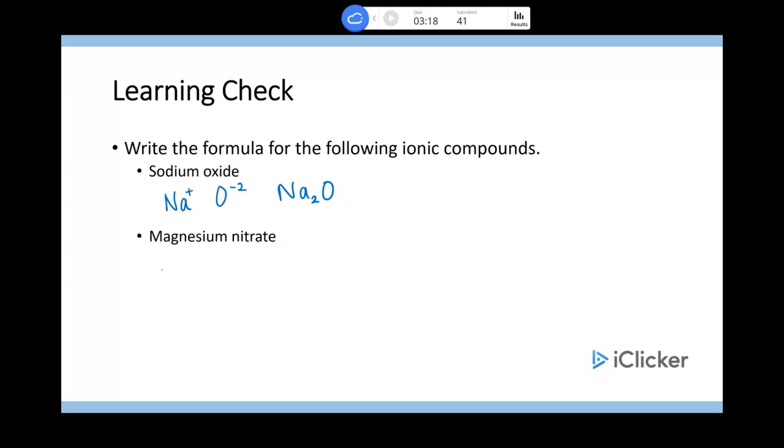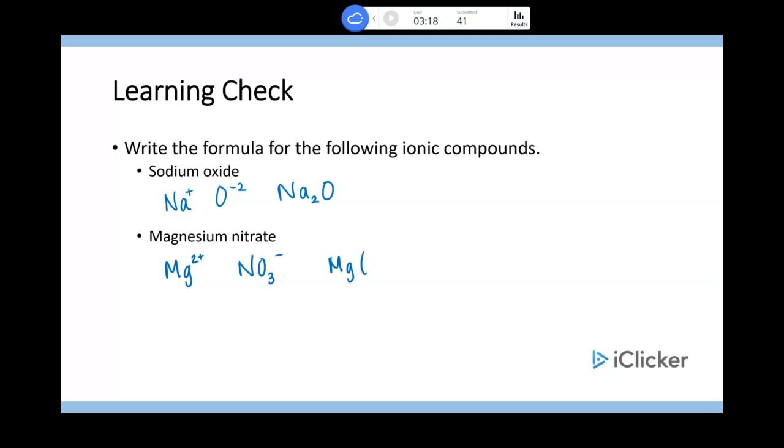For our second one, we have magnesium nitrate. Magnesium has a +2 charge. It's in the second column. Nitrate is a polyatomic ion, NO3-. We need 2 nitrates to balance out the magnesium 2+. So the formula is Mg.